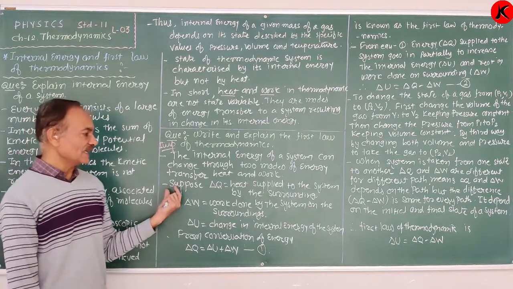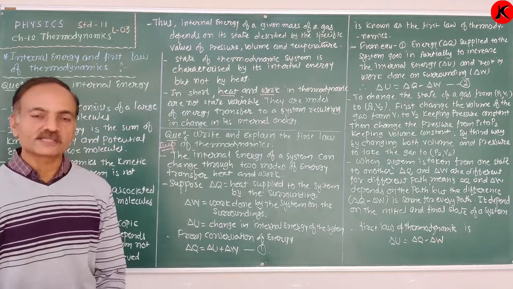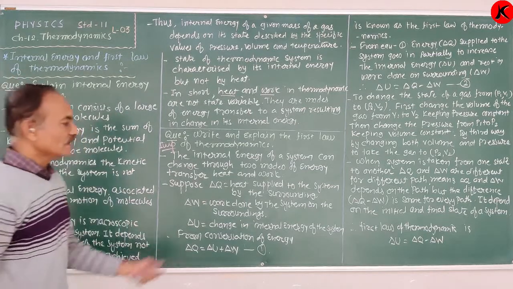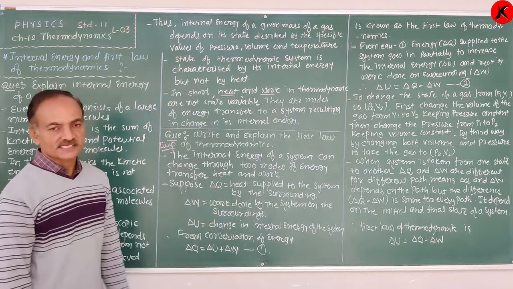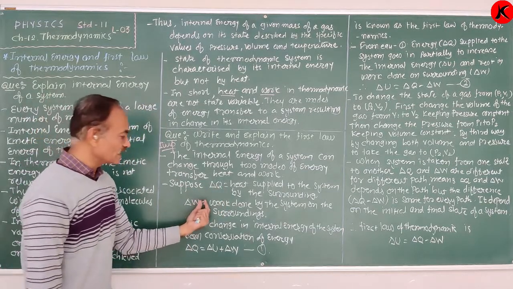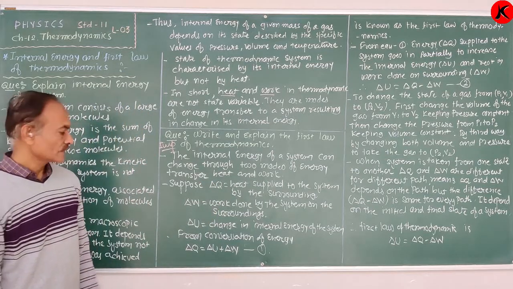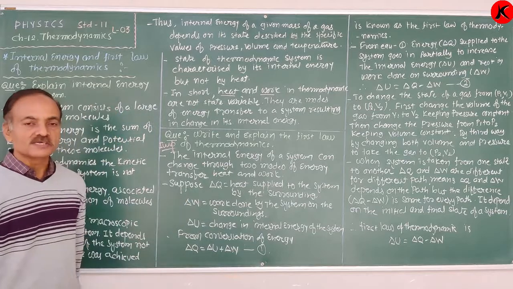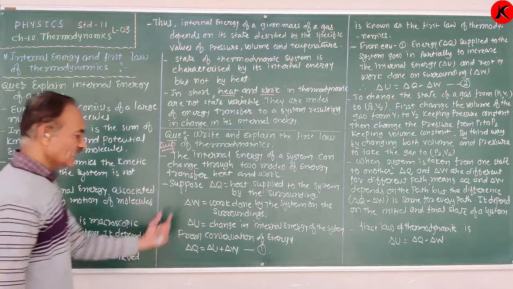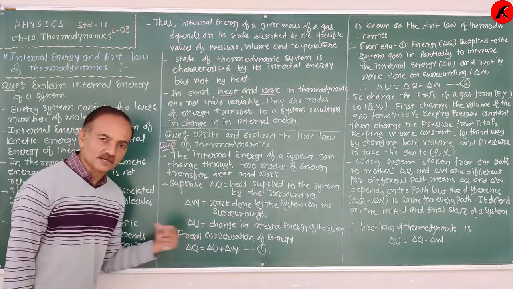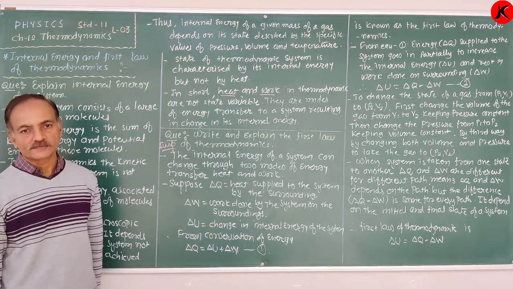For that purpose, we assume that delta Q is equal to the heat supplied to the system by the surrounding, delta W is equal to the work done by the system on the surrounding, and delta U is equal to the change in internal energy of the system. So, from the law of conservation of energy, delta Q is equal to delta U plus delta W.